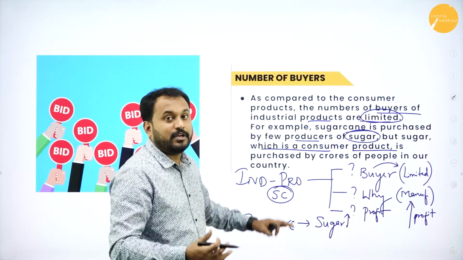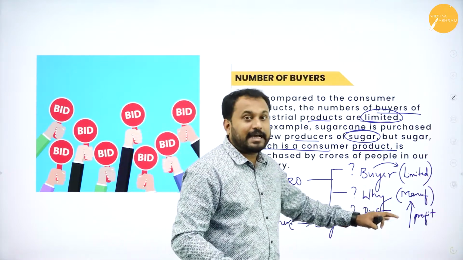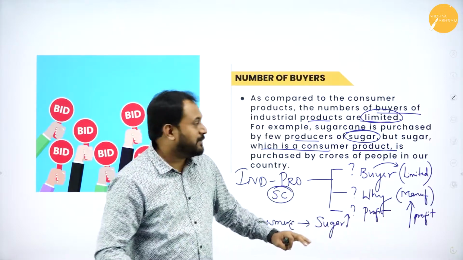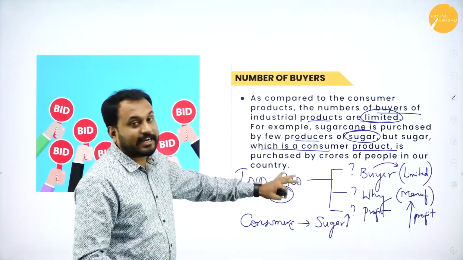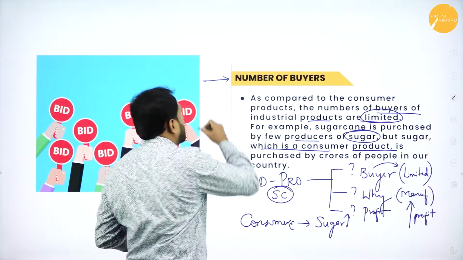So what will happen? You have a demand. And what are you doing as a manufacturer? You are supplying the need of the demand. So you will definitely make profit. So this is one of the characteristics where you will understand the number of buyers concept.